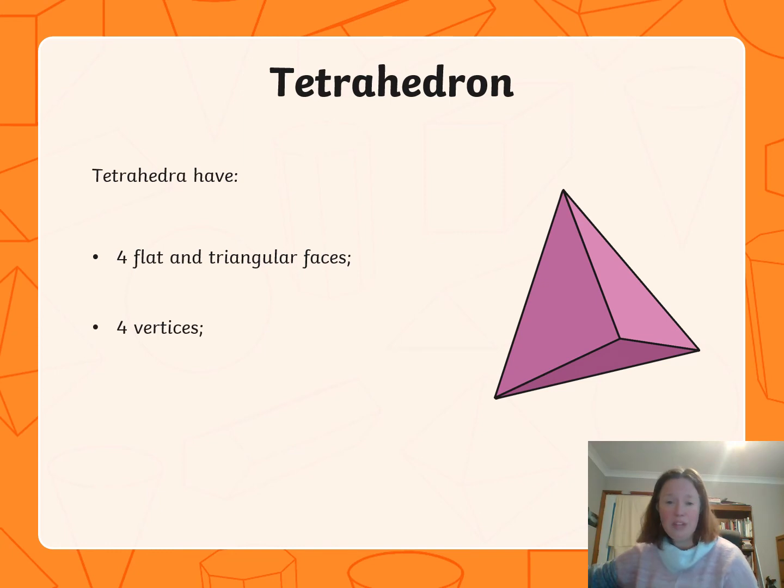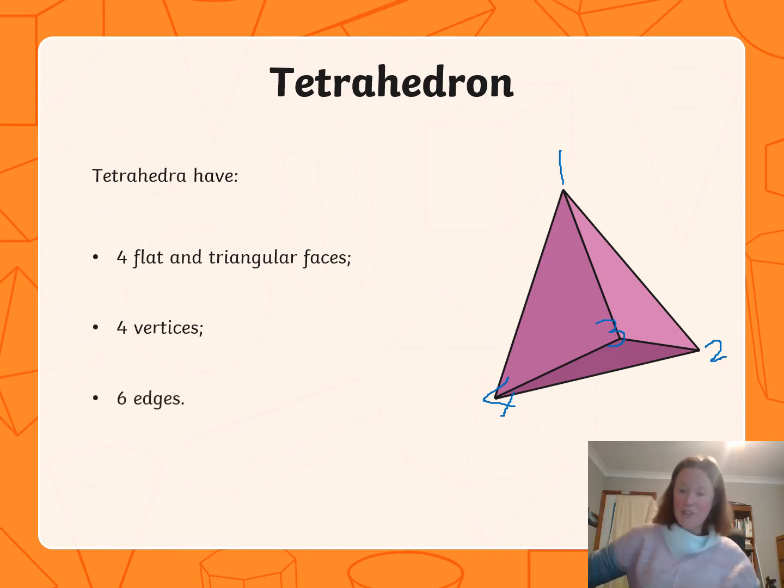We've got 4 vertices, the different points in space. So if we count those together, we've got 1, 2, 3, and 4. Oops. And then we've got 6 edges. Remember, they're the lines that connect the vertices together.